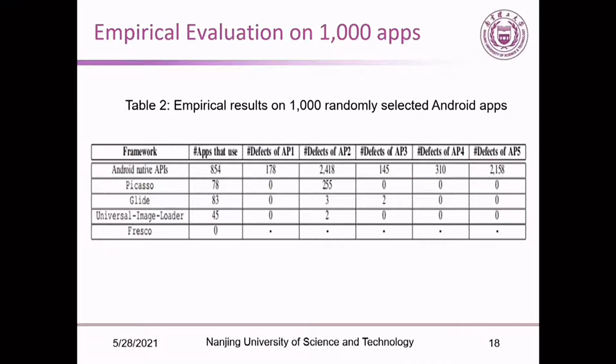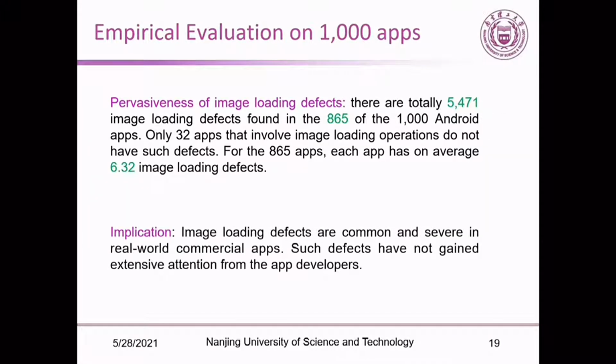According to the result, there are a total of 5,471 image loading defects found in 865 of the 1,000 Android apps. Only 32 apps that involve image loading operations don't have such defects. For the 865 apps, each app has on average 6.32 image loading defects.